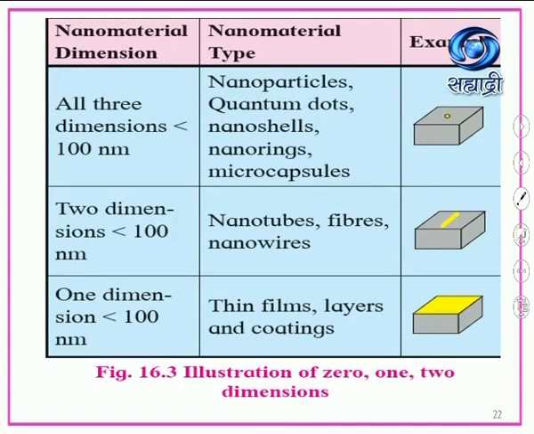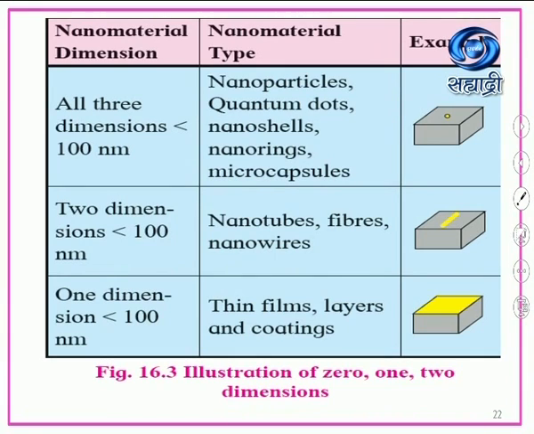So what is a quantum dot? Quantum dots are tiny semiconductor particles a few nanometers in size, having optical and electronic properties that differ from larger particles due to quantum mechanics. They are a central topic in nanotechnology. So that is the meaning of quantum dots. In the example you will see that this yellow dot is the quantum dot, or it may be a nanoparticle, nanoshell, nanoring or microcapsule.